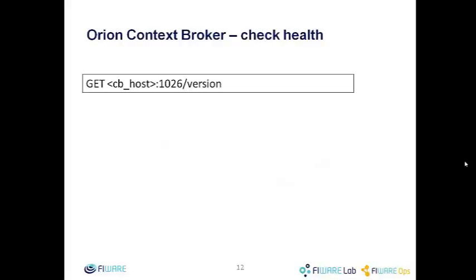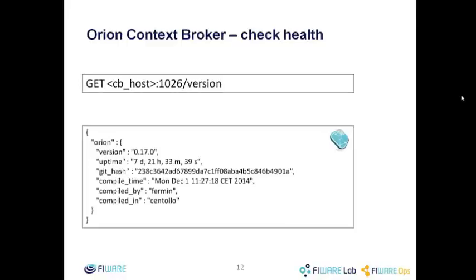Okay, so all the calls you can make to the context broker will have this form. This is an example of an HTTP GET operation. You have the host, and then the port, which by default is 1026. So, for example, you can call the version method on this URL, which hosts a context broker, and you'll get a similar response as this one, with the version information, uptime, the hash, compile time, a few things.